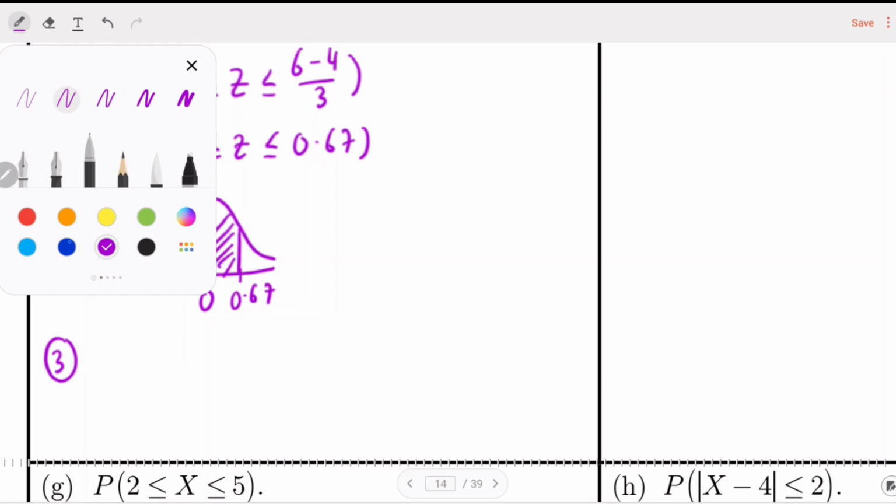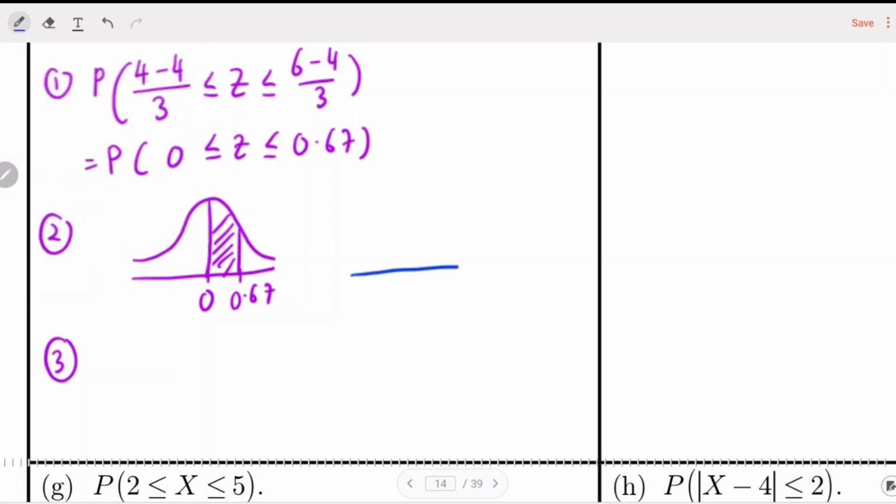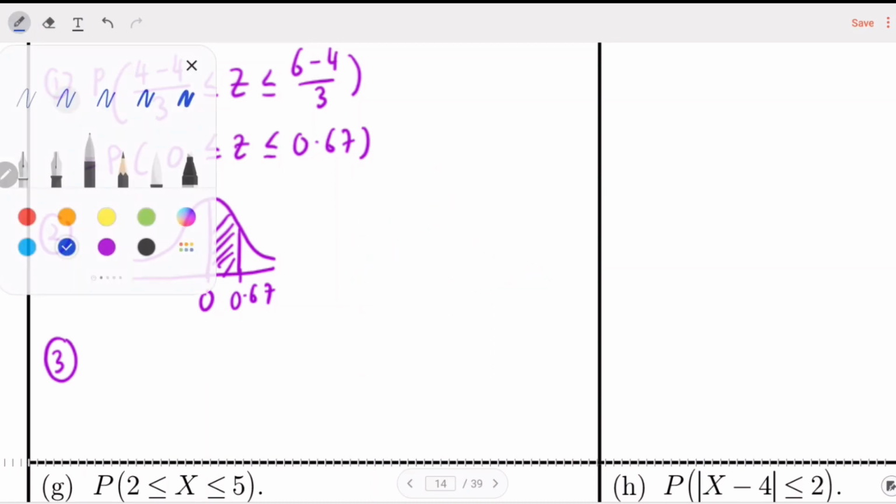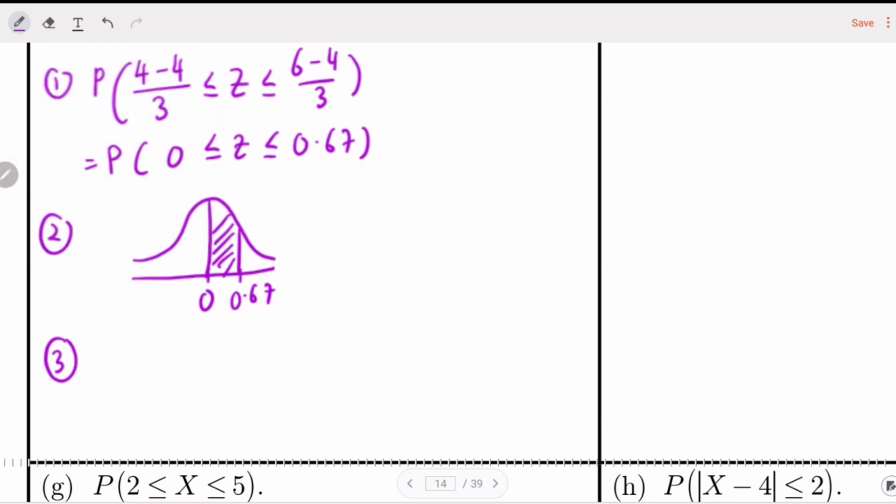Since we didn't fully shade the middle part of the bell shape, if we shaded the middle part, we would need to put 1 minus in the third step. But since we didn't shade it fully, we don't need to put 1 minus. Instead, we're going to take the probability for z greater than equal to 0, which is this value here, and then minus the probability for z greater than equal to 0.67.